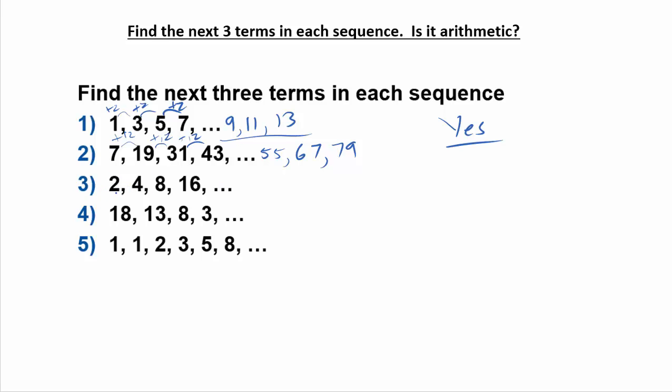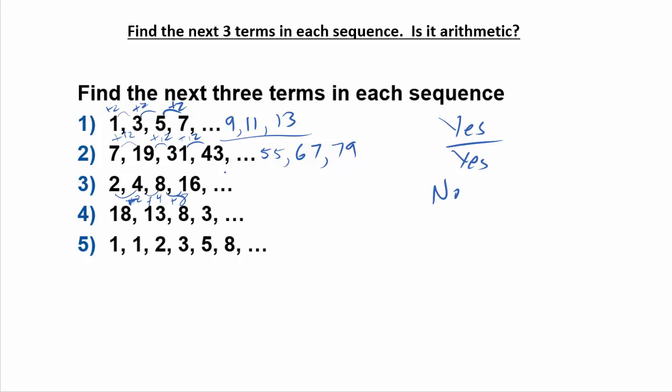We'll look at the next one. So 2, 4, 8, 16. We already said on a previous slide, this is a difference of 2. This is a difference of 4. And this is a difference of 8. You can see here that, sure, you're multiplying by 2 every time, but you're not adding or subtracting the same amount. So no, this is not going to be arithmetic. So the first one was yes, and this next one is no.